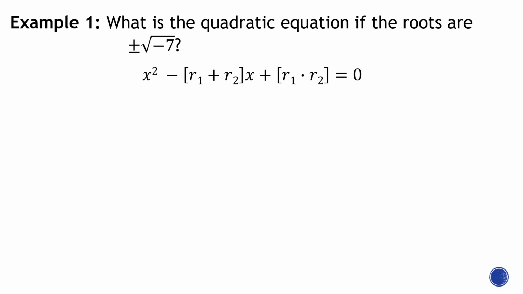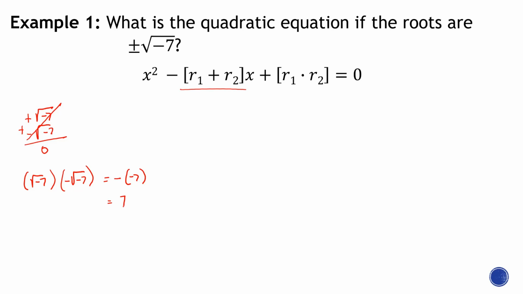First, let's find the sum. That's positive square root of negative 7 plus negative square root of negative 7, and obviously that will be equal to 0. And the product is square root of negative 7 times negative square root of negative 7. That gives us negative 7. So square root of negative 7 times square root of negative 7 is negative 7, and that is equal to positive 7. So this is 7. This is 0. That means we don't need that anymore. Therefore, the answer is x squared plus 7 equals 0.